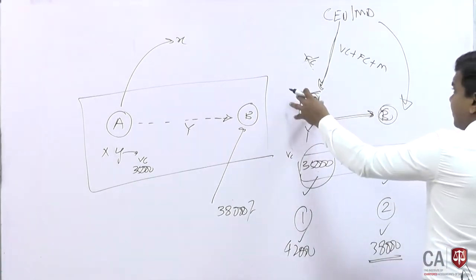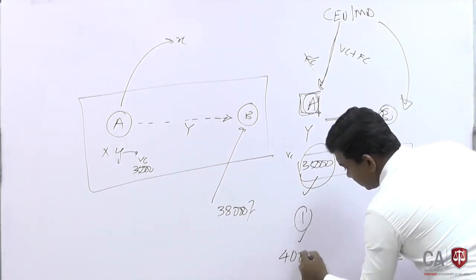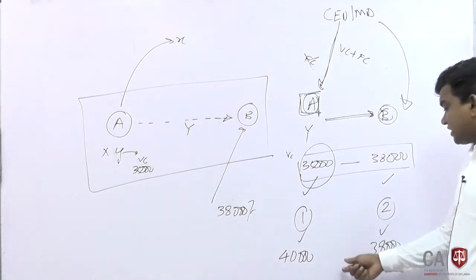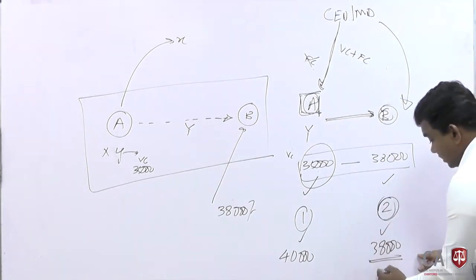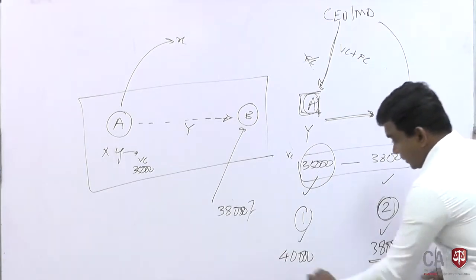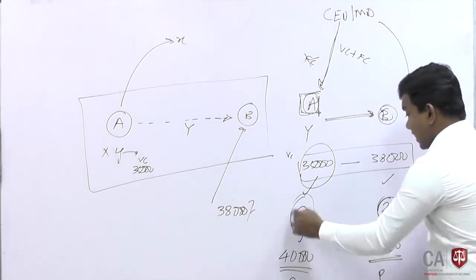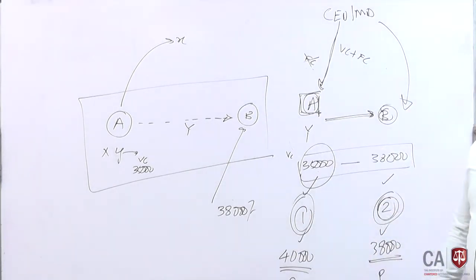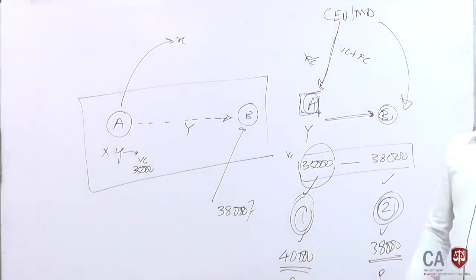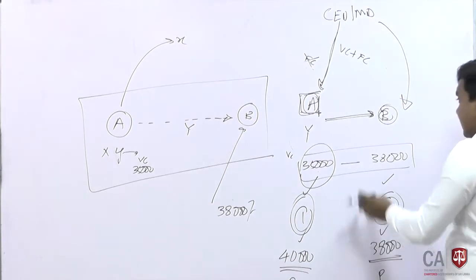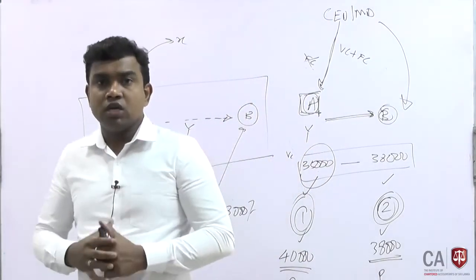Now, if A transfers at variable cost plus fixed cost, this will be 40,000. But B is not going to record it at 40,000, because B can buy it from outside at 38,000. Therefore, B will record his purchase at 38,000. A will record his sales at 40,000. Dual pricing, two prices used in transfer price. By recording 40,000 in A's books, A will recover their cost. By recording 38,000 in B's books, B will maintain their margin. That strategy is called dual pricing.